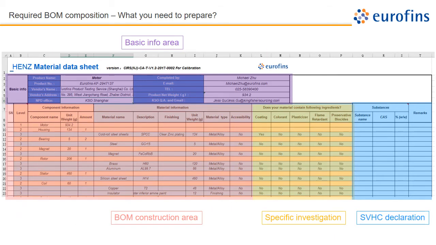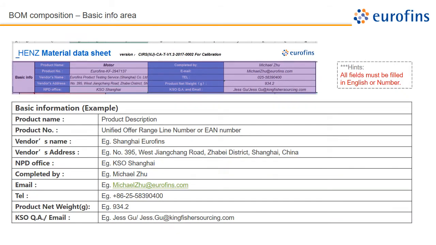And now let's have a look at the standard BOM. It consists of 4 parts: basic information area, BOM construction area, Kingfisher specific investigation, and SHC declaration. Before we go through each part, I would like to remind you that all the fields in this table need to be filled with English characters and numbers.